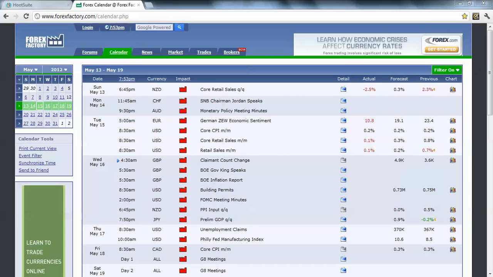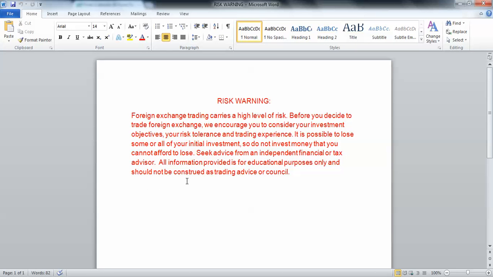Quick risk disclaimer. Foreign exchange trading carries a high level of risk. Before you decide to trade foreign exchange, we encourage you to consider your investment objectives, your risk tolerance, and trading experience. It is possible to lose some or all of your initial investment, so don't invest money you can't afford to lose. Seek advice from an independent financial or tax advisor, and all information provided is for educational purposes only and should not be construed as trading advice or counsel.